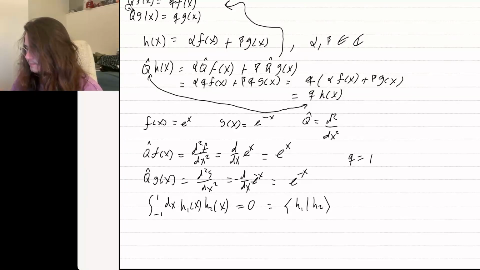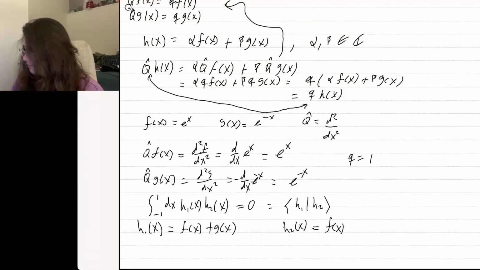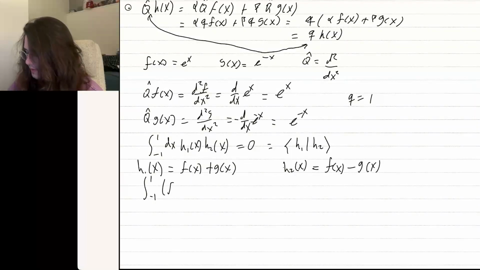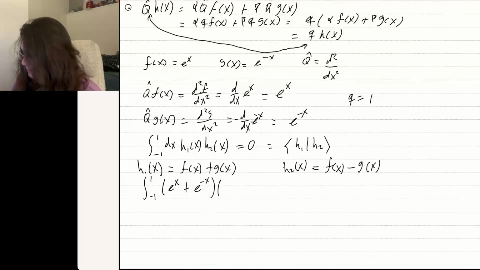Okay. So I'm going to choose h1 of x just to be f of x plus g of x, and h2 of x equals f of x minus g of x, and I'll show you that this works. And so, again, it's going to be the integral from minus 1 to 1 of, and then h1 of x was just e to the positive x plus e to the minus x. h2 of x will be e to the x minus e to the minus x. That has to be integrated dx.